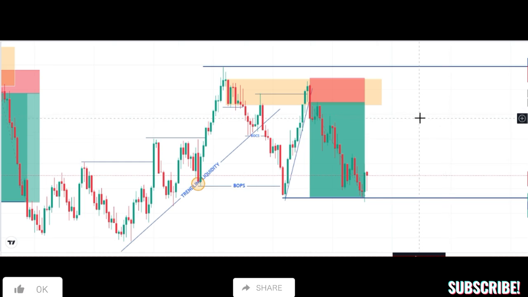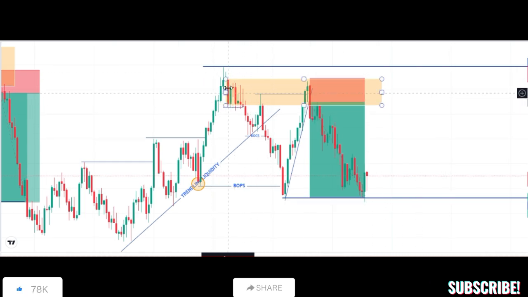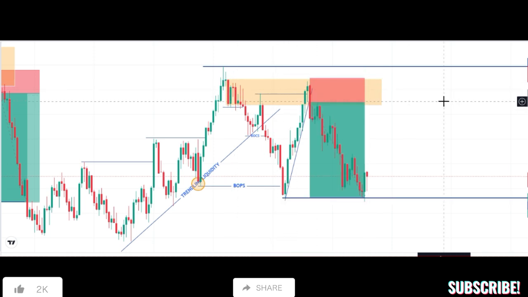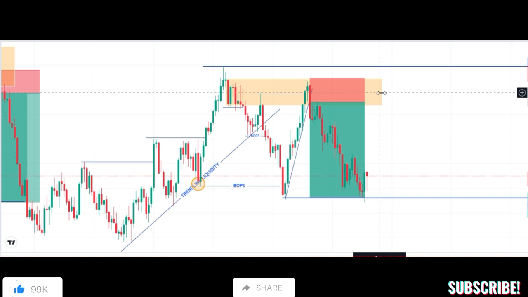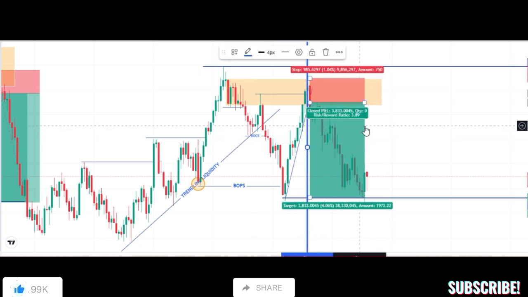But before you go down to make your entry, you have to mark out a breaker block, which is going to be your entry zone. So the setup is simple: break of structure, trend line, and break of current and previous structure. Then your entry is simply the breaker block. So this is the breaker block right here. Once you see this, all you have to do is go down to the lower time frame to look for entry at this point.